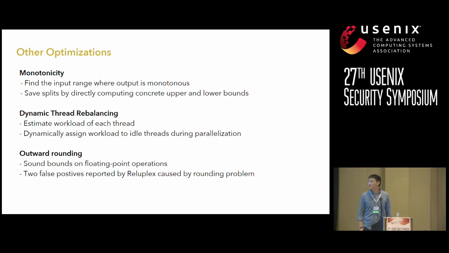Okay, there are some other optimizations used in ReluVal. First is monotonicity. We find the input range where the output is monotonic, then we can simplify the whole range as its concrete upper and lower bounds. Also, to improve the performance of parallelization, we use certain heuristics to estimate the workload of each thread and dynamically assign the workload to idle threads. And to keep the soundness of floating point numbers, we do outward rounding. And we notice there are 2 false positives reported by Reluplex caused by such a problem.